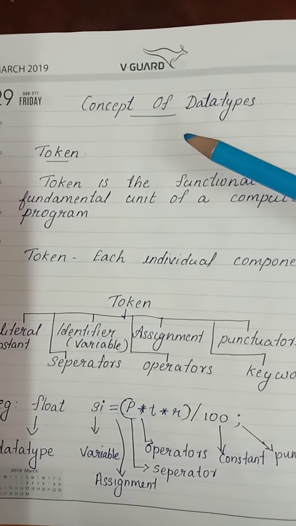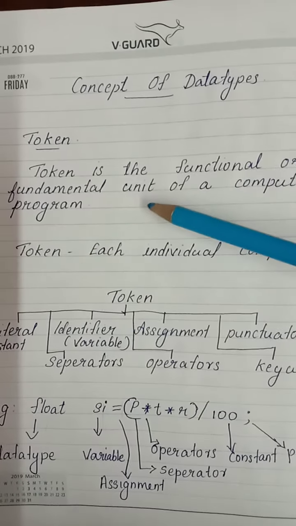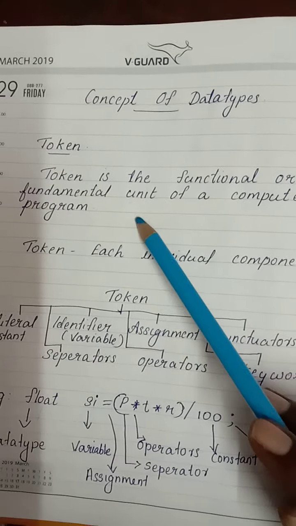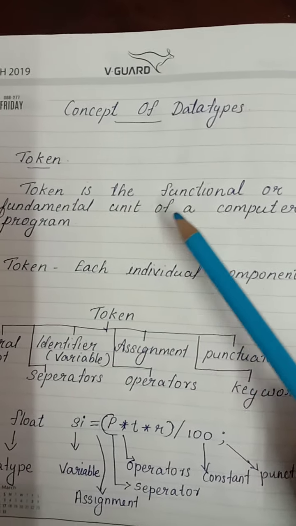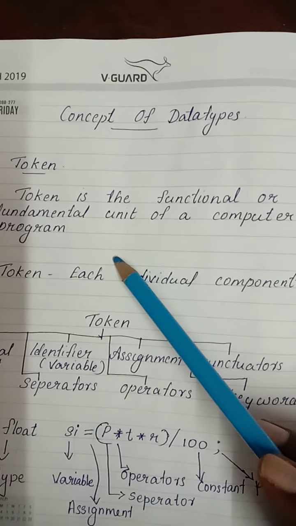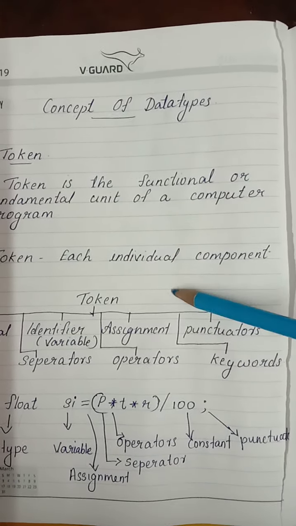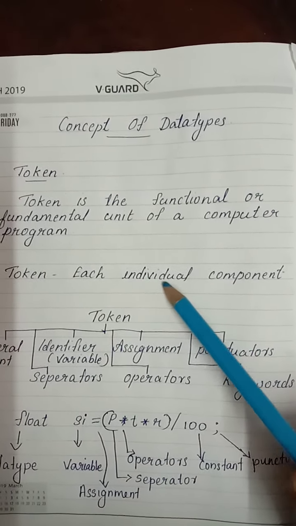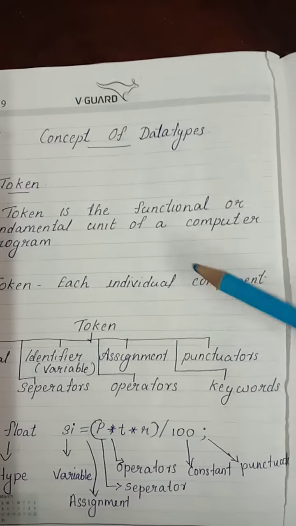And then tokens. The token is the fundamental or functional unit of a computer program. A program is a set of statements, we know. A statement is composed of various components. Each individual component of a statement is referred to as a token. A token means each individual component of a program statement.